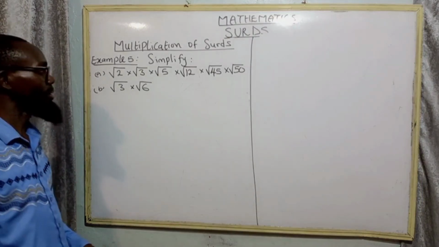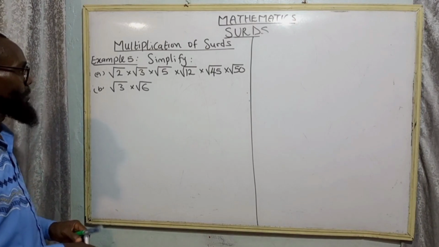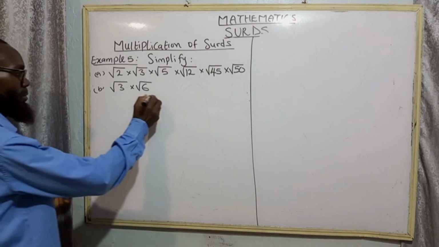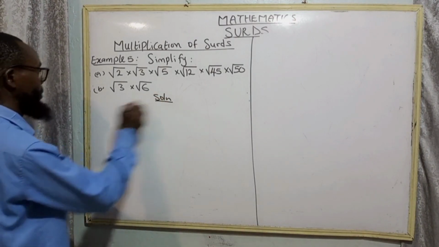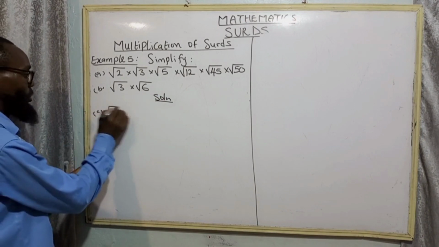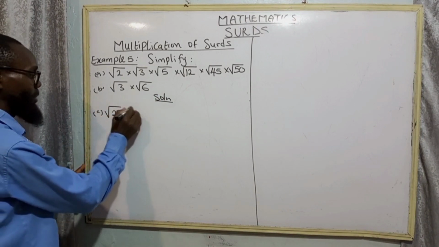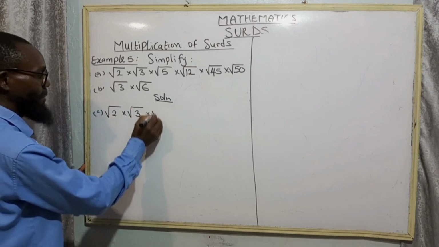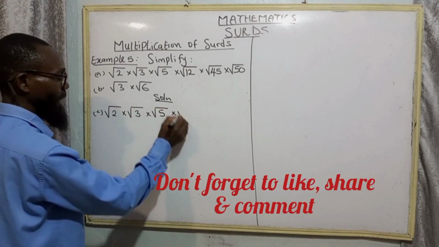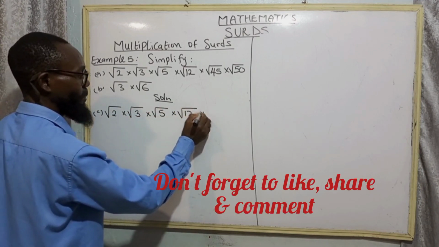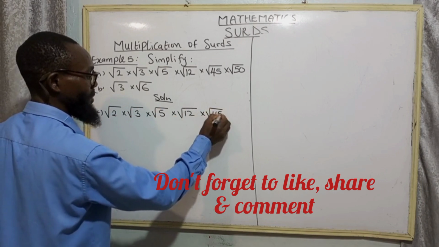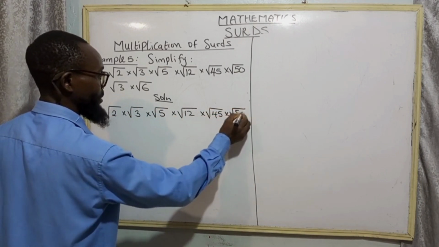Example 5. Simplify the following. The first one, we want to simplify square root of 2 multiplied by square root of 3 multiplied by square root of 5 multiplied by square root of 12 multiplied by square root of 45 multiplied by square root of 50.